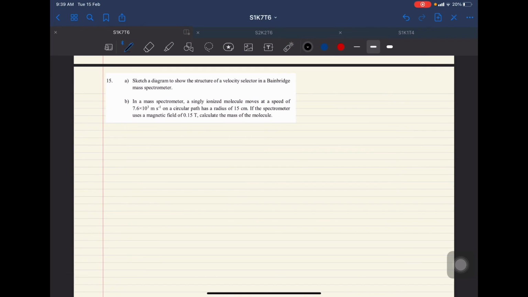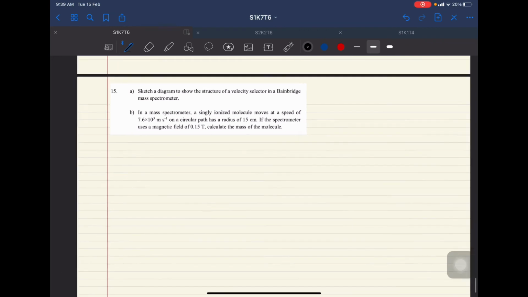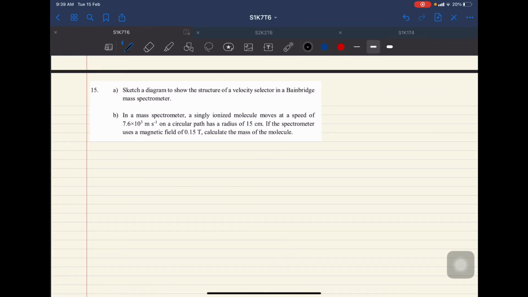Let's look at one of the examples. This one is from tutorial question number 15. Question A says to sketch a diagram to show the structure of the velocity selector in a Bainbridge mass spectrometer. I can skip this part because we just discussed it. For question B, in a mass spectrometer, a singly ionized molecule moves at a speed of 7.6 times 10 to the power of 3 meter per second on a circular path that has a radius of 15 centimeter. So they give you the speed and the radius, and the spectrometer uses a magnetic field of 0.15.